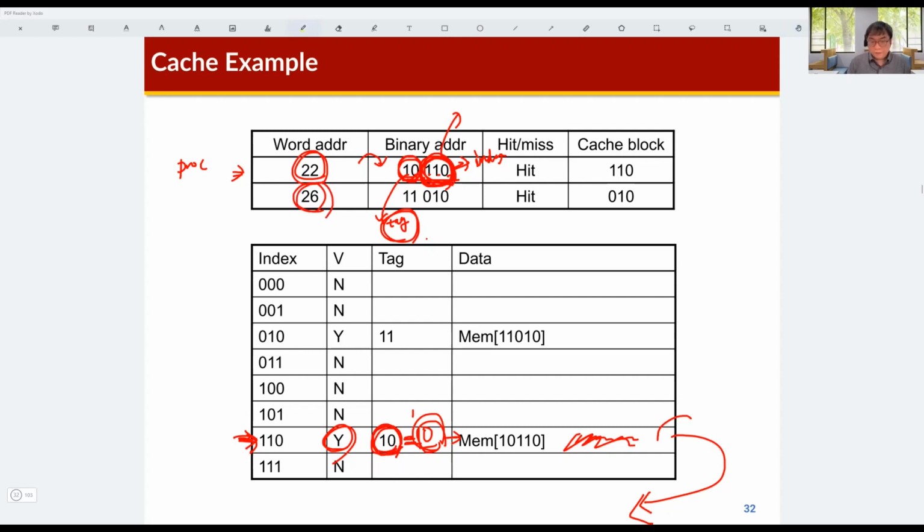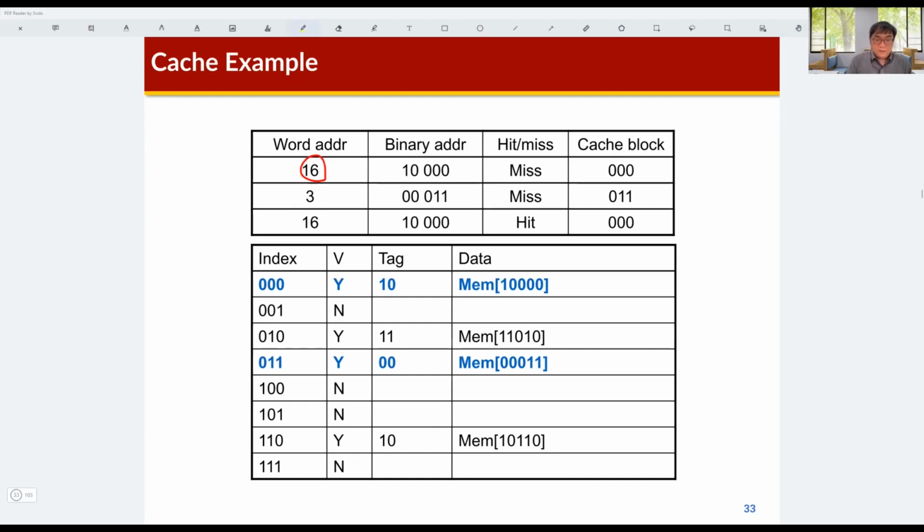26 is the same. Access the index number 101. Oh, it's valid. Let's compare the tag. It's the same, 11. The data is here, and the data is provided to the processor.